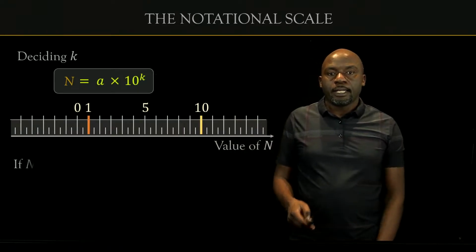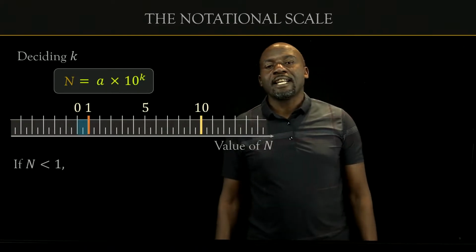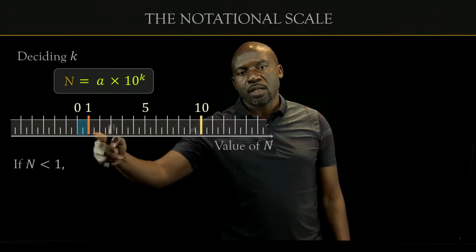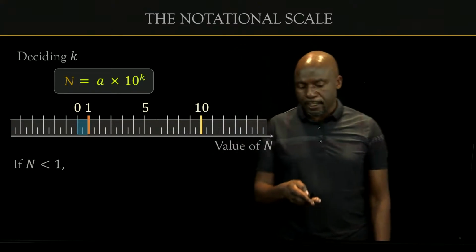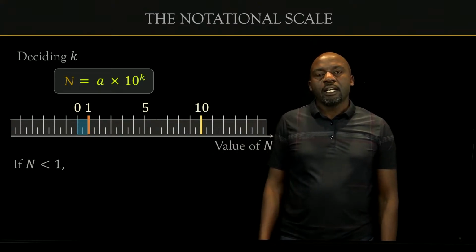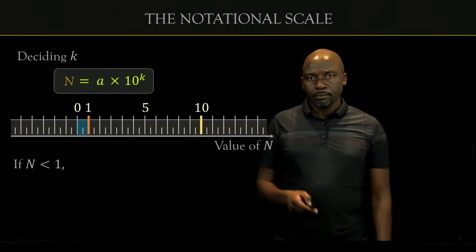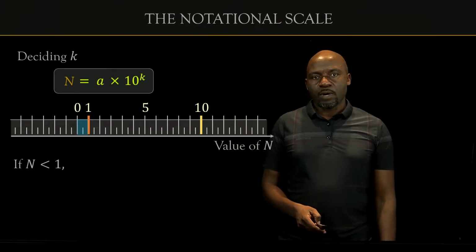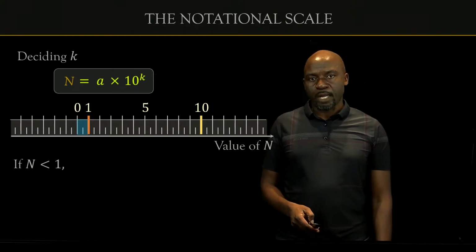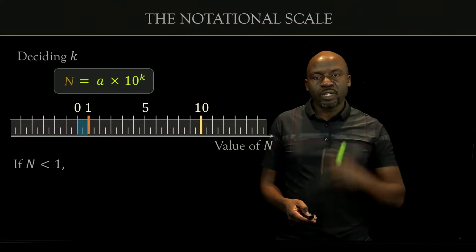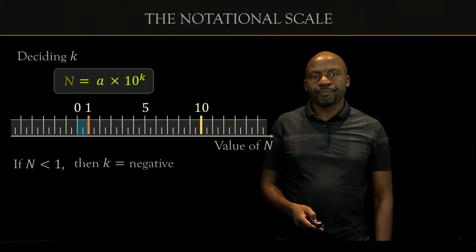Here's another example. If n is less than 1, so n is lying between 0 and 1, then our value of k is always going to be negative. So if n is less than 1, or lying between 0 and 1, then our value of k is always going to be negative. Here's an example.